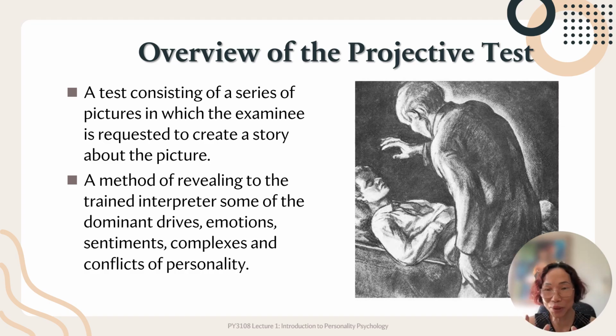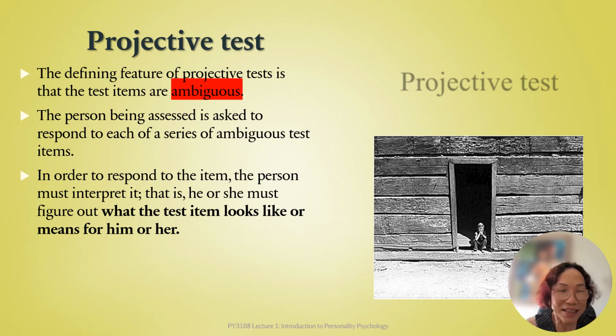For example, the pictures are not very clear, so you can interpret them from different perspectives. So the interpretations, or the stories presented by the clients, indicate the underlying factors of personality. The defining feature of the projective test is that the test items are ambiguous. For example, the photo on the right-hand side, a boy sitting at the door, and people may notice different stories.